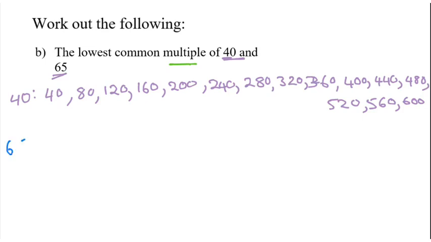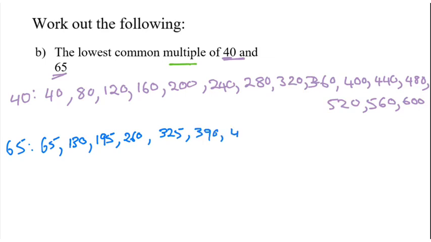So let's start with 65. So now I need to go up in 65. So 1 times 65 is 65. 2 times 65, 130. 3 times 65, 195. 260, 325, 390, 455, 520, 585, and so on.